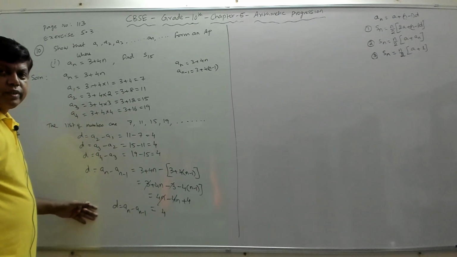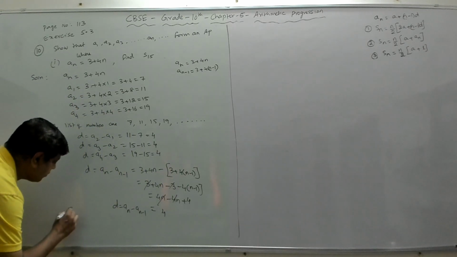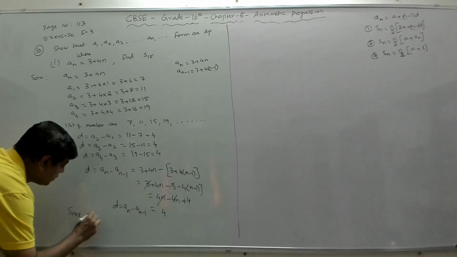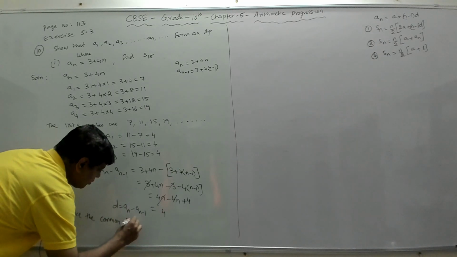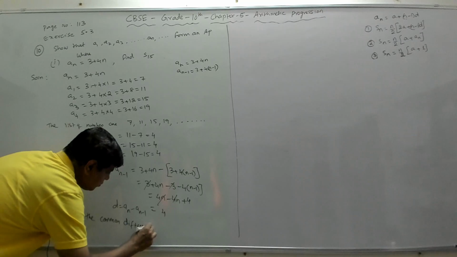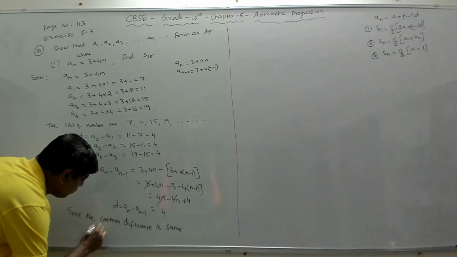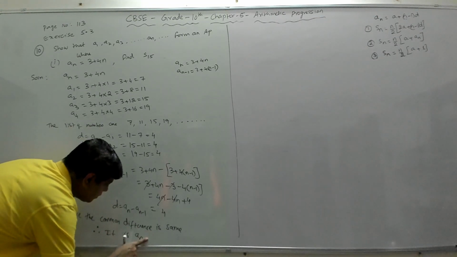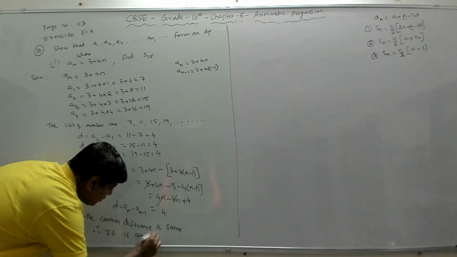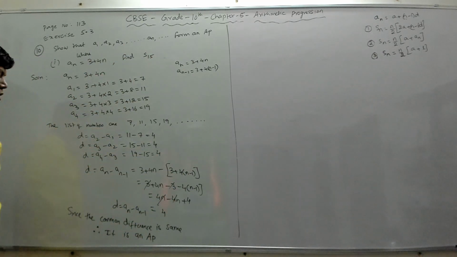So the common difference is same, which is 4, therefore it forms an AP. Which means the given list of numbers a1, a2, a3, dot dot dot, they form an AP. Now we have proved that it's an AP.